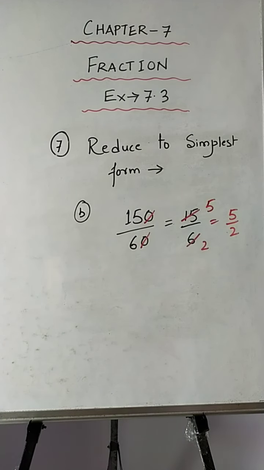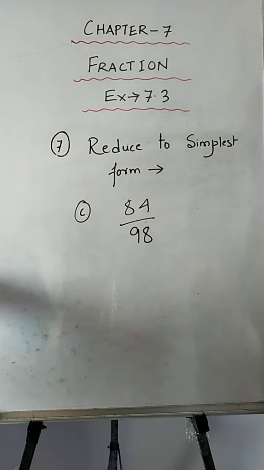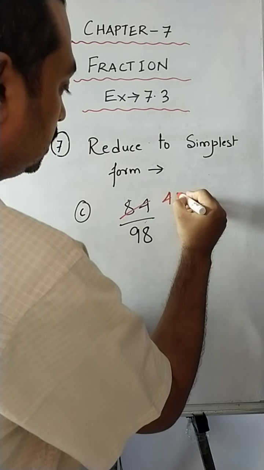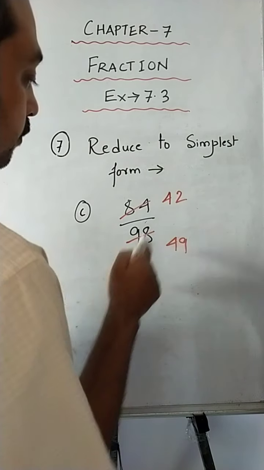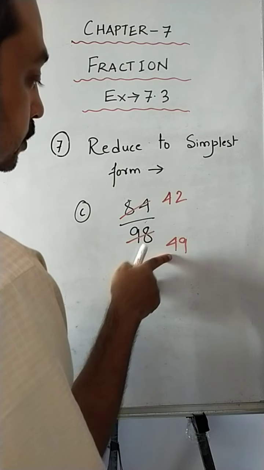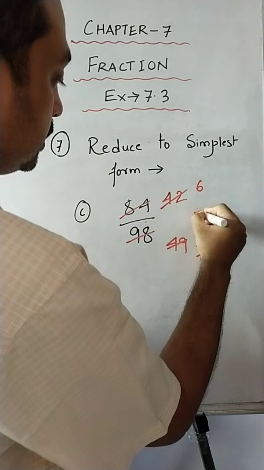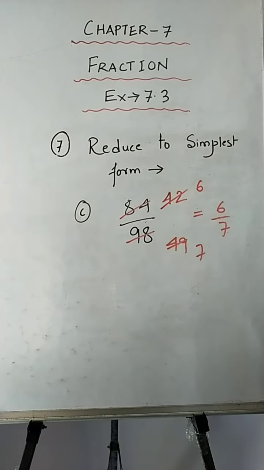Okay. Now let's do sum number C. 84 by 98 can be reduced by 2. So 2 42s are 84, and 2 49s are 98. Now 42 and 49 can be reduced by 7. 7 6s are 42, 7 7s are 49. So the simplest form is 6 upon 7.